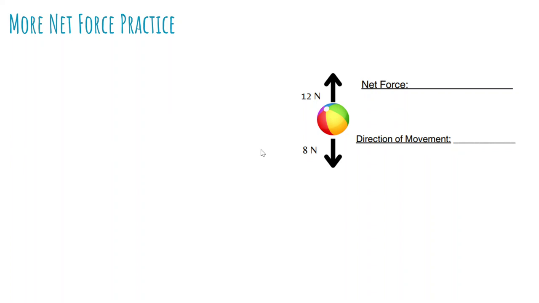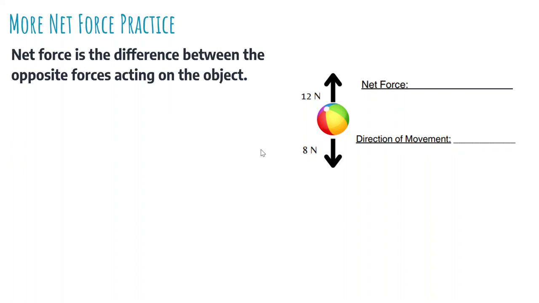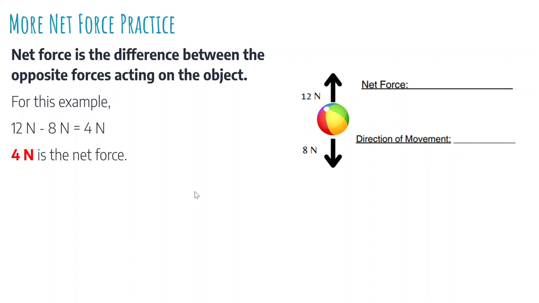So again, we want to know net force and direction of movement. Net force is the difference between the opposite forces acting on the object. These are opposite forces, right? So one is pulling up at 12 newtons, one is pulling down at 8 newtons, and I'm going to find the difference. 12 newtons minus 8 newtons, because those guys are pulling against each other, they're canceling each other out. That's going to leave me with 4 newtons. 4 newtons is my net force.